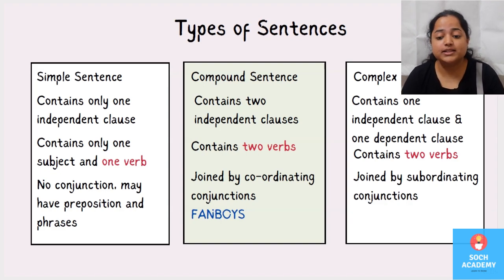But a compound sentence contains two independent clauses. A complex sentence contains one independent clause and one dependent clause. Now, how to identify this? How many clauses are there in every sentence?